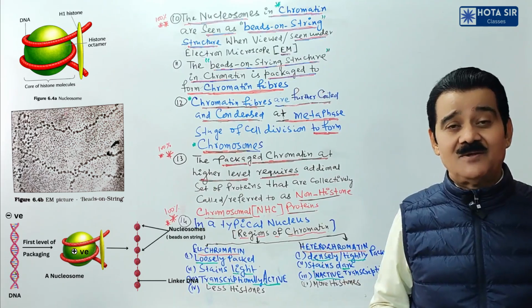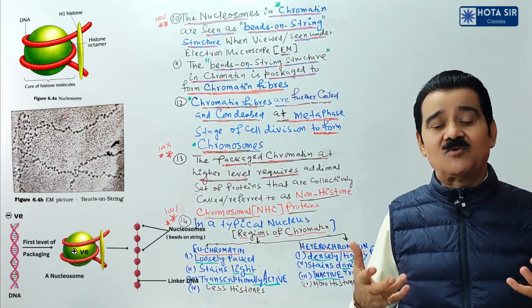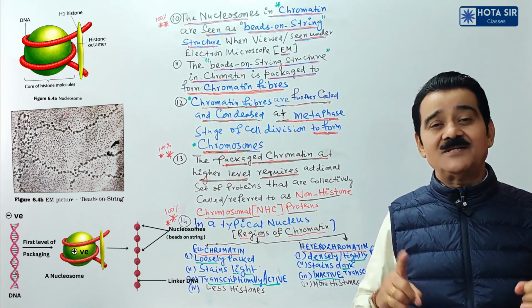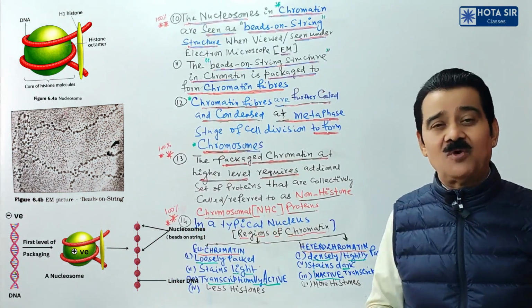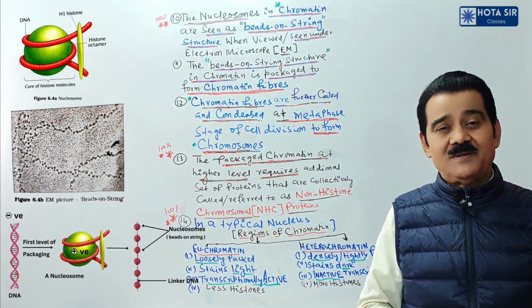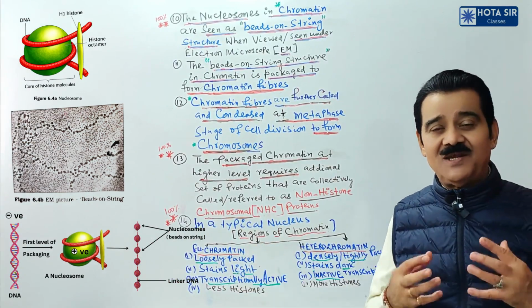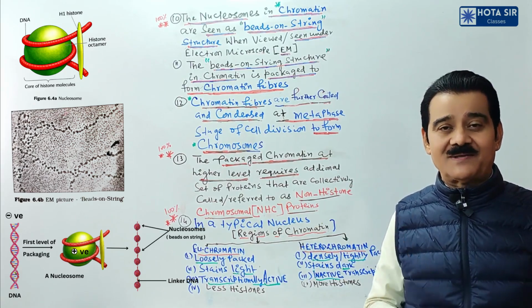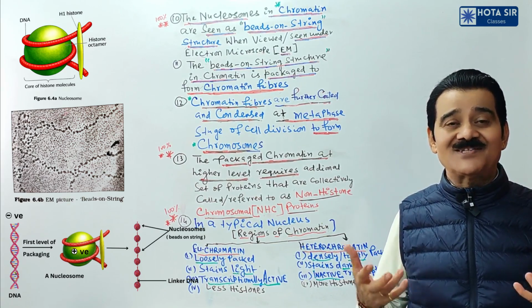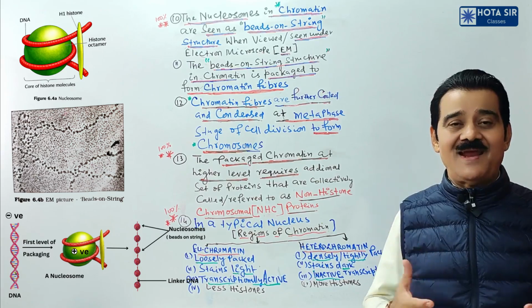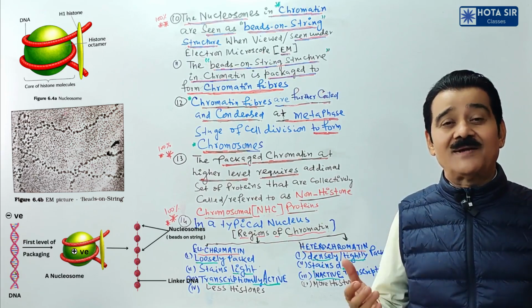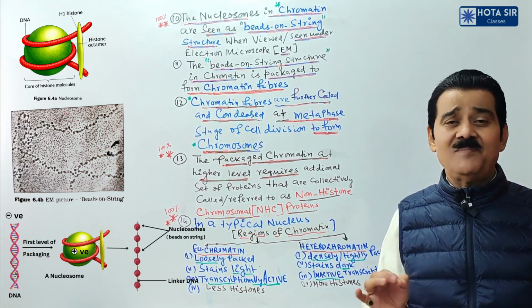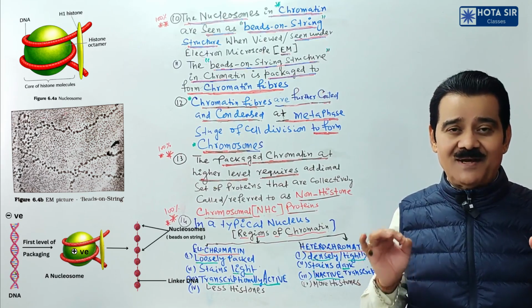In a typical nucleus, chromatin shows two regions. Means the chromatin is differentiated into two parts. One is euchromatin and the other is heterochromatin. Differences between euchromatin and heterochromatin are given. Euchromatin is loosely packed, means ढीला रहता है euchromatin, whereas heterochromatin is densely or tightly packed. Euchromatin is light colored, lightly stained, means light color का होता है. Heterochromatin is darkly stained, means dark color का होता है. समझ में आ रहा है? Stained means color. Stain का मतलब है color.